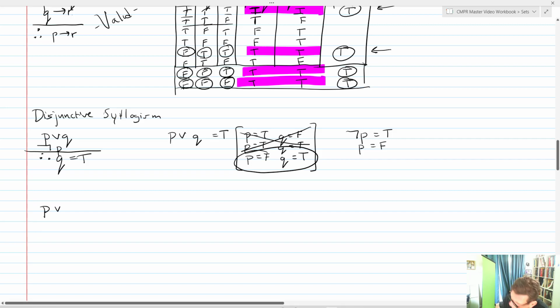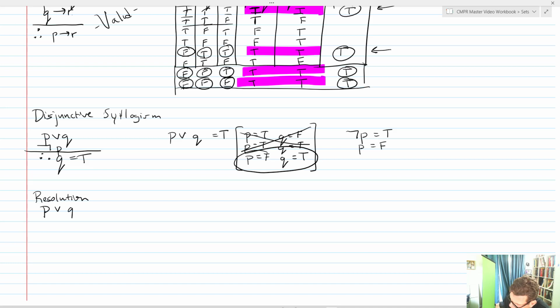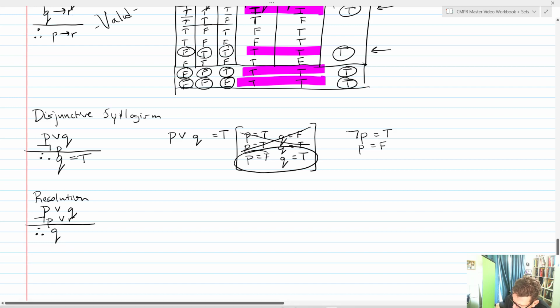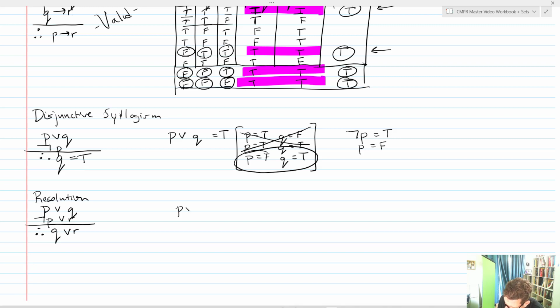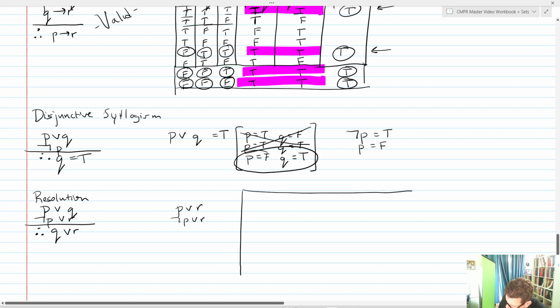Next up, the final one is what's called resolution. And so resolution is P or Q, and then we have not P or R, and therefore, Q or R. Okay? So in this case, we know that P or Q is true, and we have not P or R is true. Okay? And so let's actually set up a truth table here for this one, for P, Q, and R.